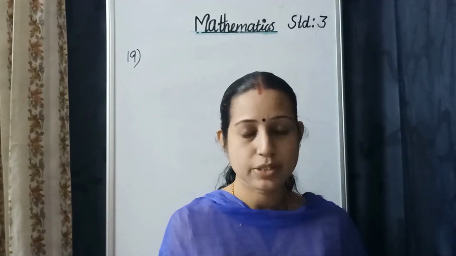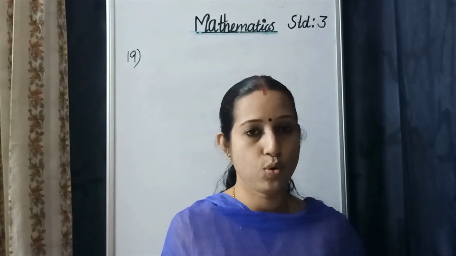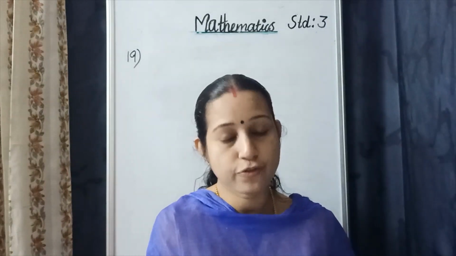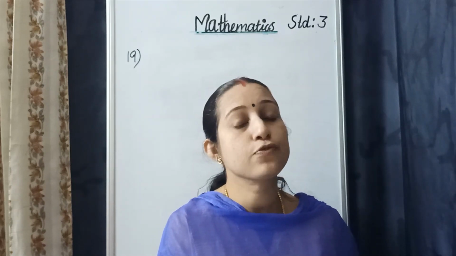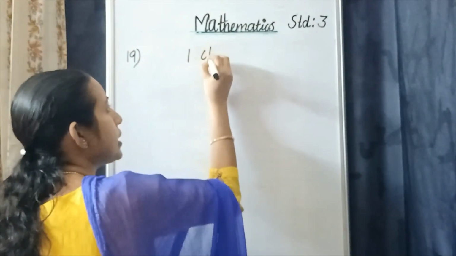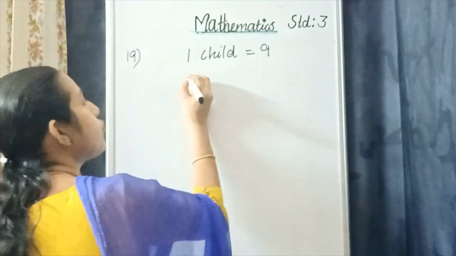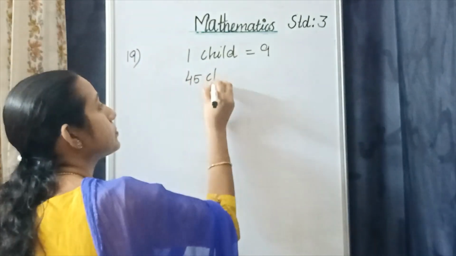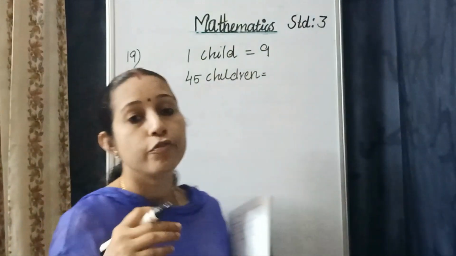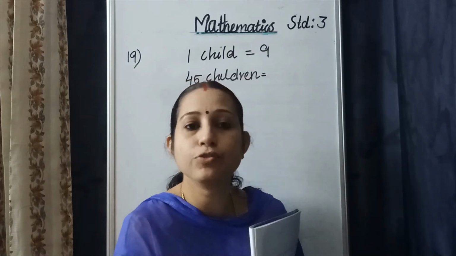Then what we want to find in this question? Each child carries 9 notebooks. One child carries 9 notebooks. Then 45 children are there. So we have to find how many notebooks these 45 children will carry. So we have to find the total number of notebooks these 45 children carry.